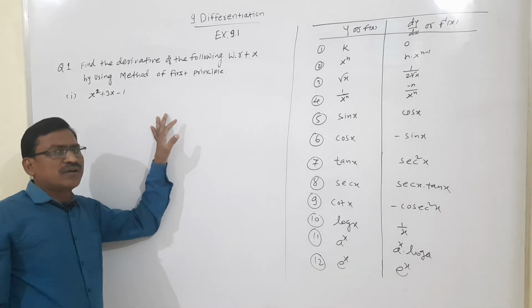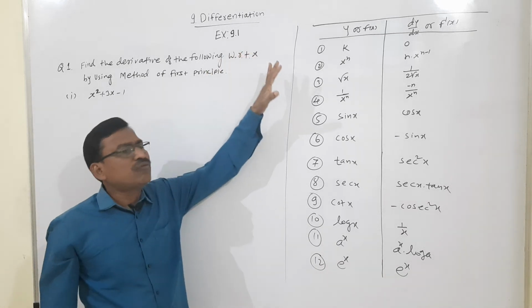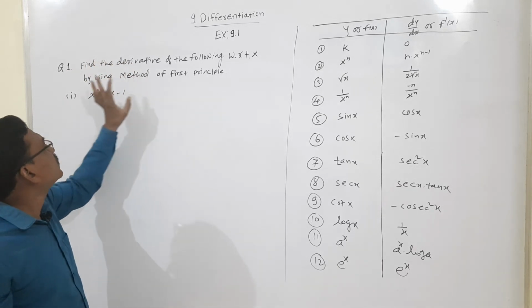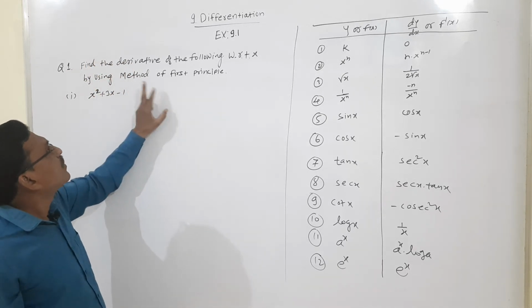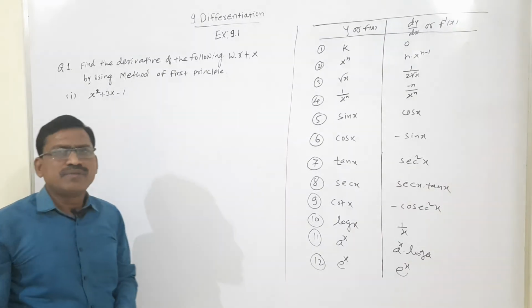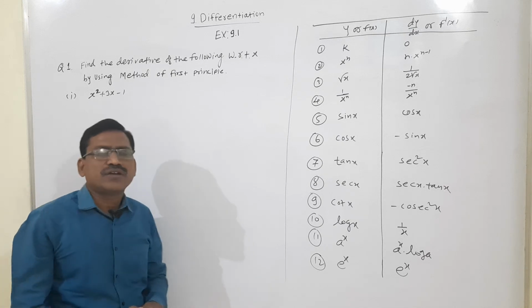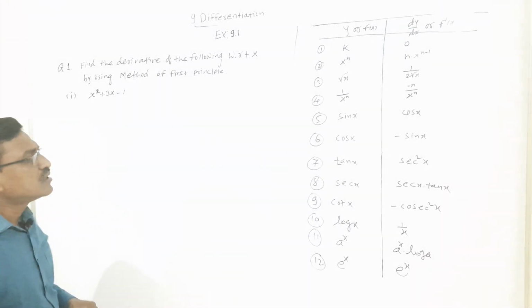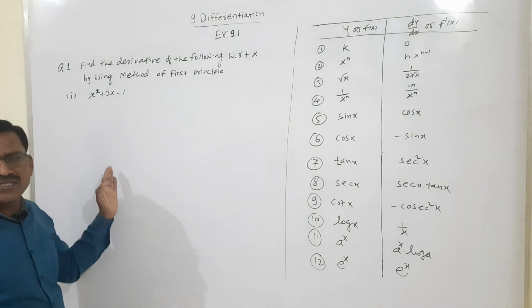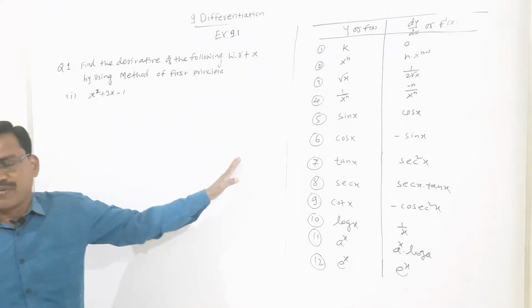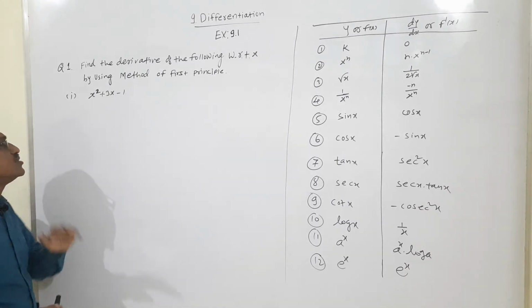But in this exercise 9.1, in the first question, find the derivative of the following functions with respect to x by using the method of first principle. Using the first principle means we have to find the derivative of the given function by using the definition of the derivative, that is f dash x. First principle is f dash x equal to limit of f of x plus h minus f of x upon h, as h tends to 0.